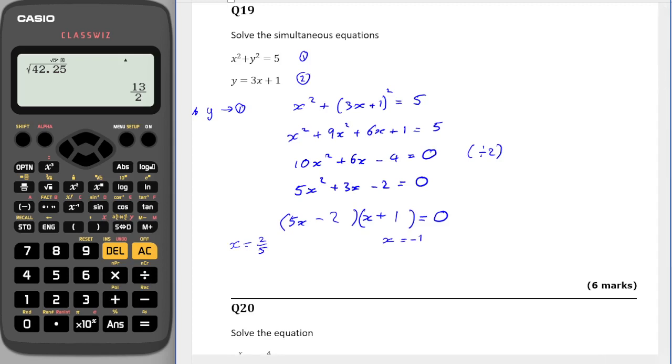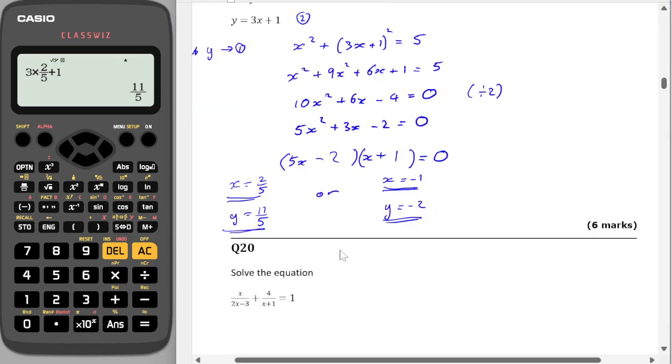So we're using y is equal to 3x plus 1 to find our value for y then. So y is going to be equal to 3 lots of 2/5 plus 1. So 6 over 5, so we're looking at 11 over 5. And when we've got minus 1, so minus 3 plus 1 is going to be minus 2. So we'll set it out like that. So those are my 2 values, or those are my second 2 values.